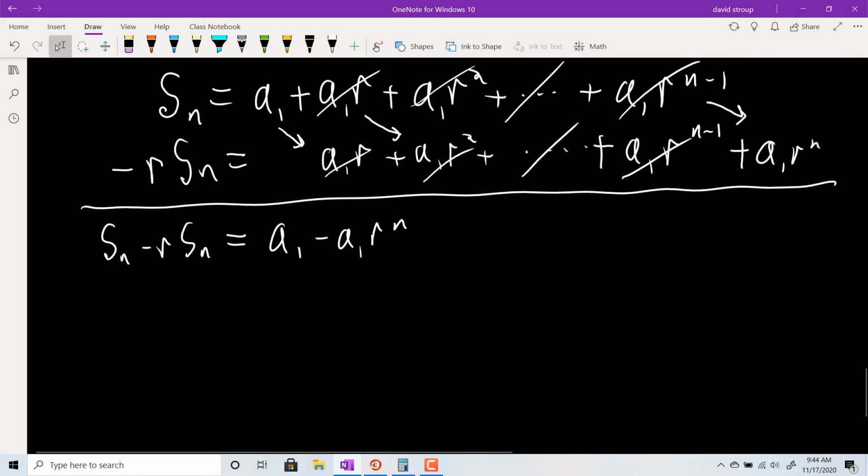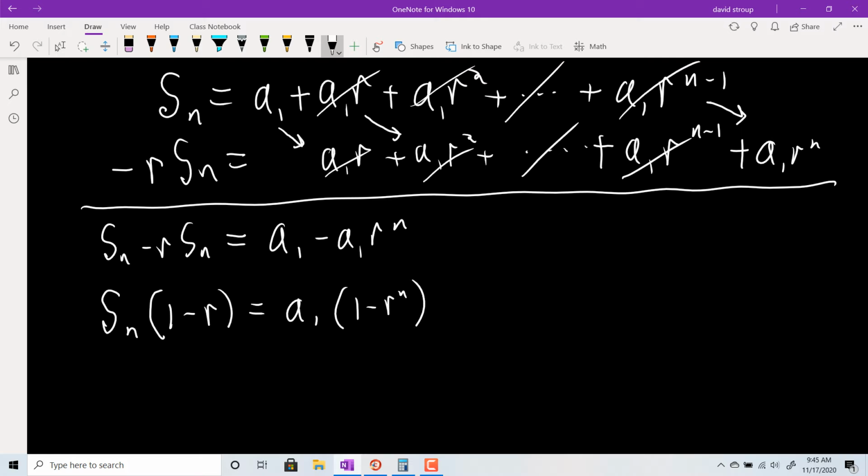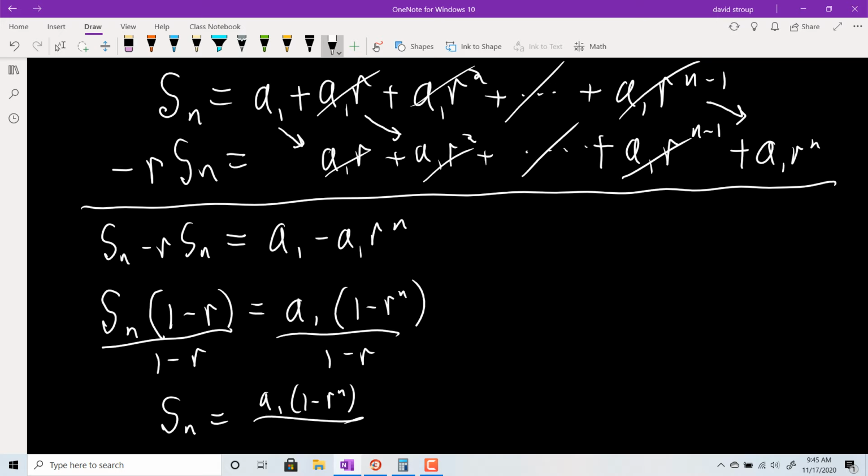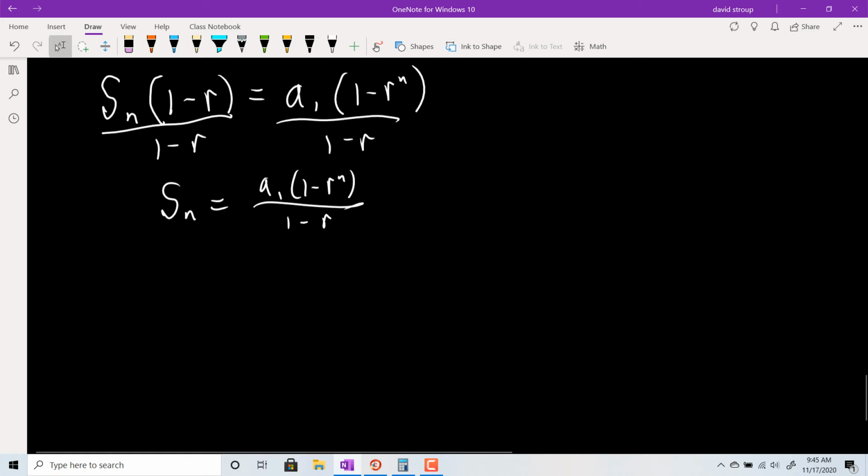Okay. For our formula, then we're going to try to solve for s sub n, right? So we factor out an s sub n. You end up with 1 minus r. On the right-hand side, I'm going to also factor out an a sub 1. 1 minus r to the n. And then divide both sides by 1 minus r. So you'll have s sub n equals a sub 1 times 1 minus r to the n all over 1 minus r. And that's our formula for the first n terms of a geometric sequence.